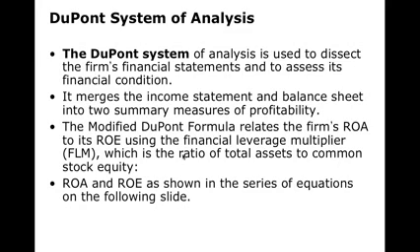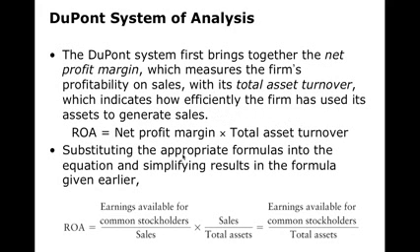The DuPont formula relates the firm's return on assets and its return on equity using the financial leverage multiplier, FLM, which is the ratio of total assets to common stock equity. Return on assets and return on equity are shown in a series of equations relating them to each other so we can find points of weakness. The basic formula for return on equity, as we know, is net profit margin times total asset turnover. So we can calculate the return on equity by multiplying these two other ratios.